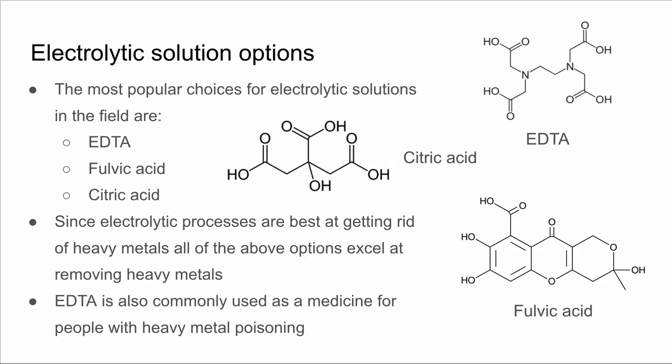I'll be discussing electrolytic solutions again. The 3 most popular choices are EDTA, which we explained how it works at the start of the presentation, fulvic acid, and citric acid. All of these types of agents are extremely good at removing heavy metals from soil and other unwanted places. For example, EDTA is also commonly used as a medicine for people with heavy metal poisoning.